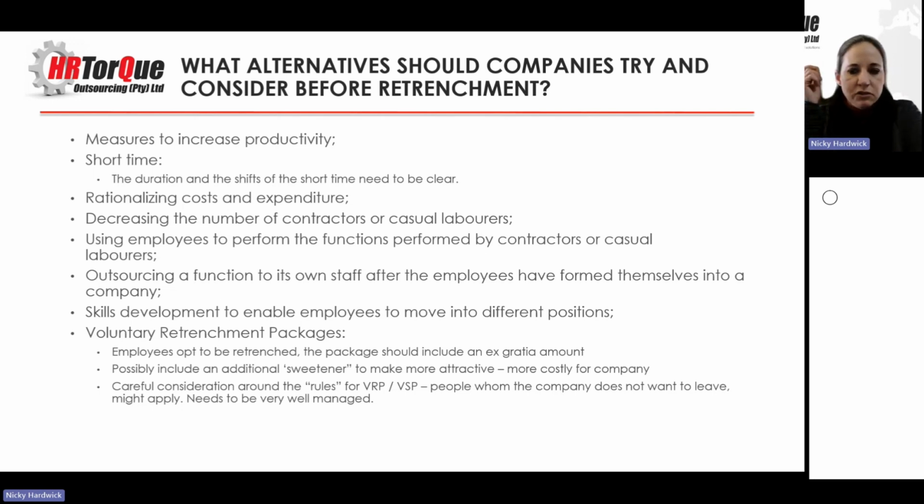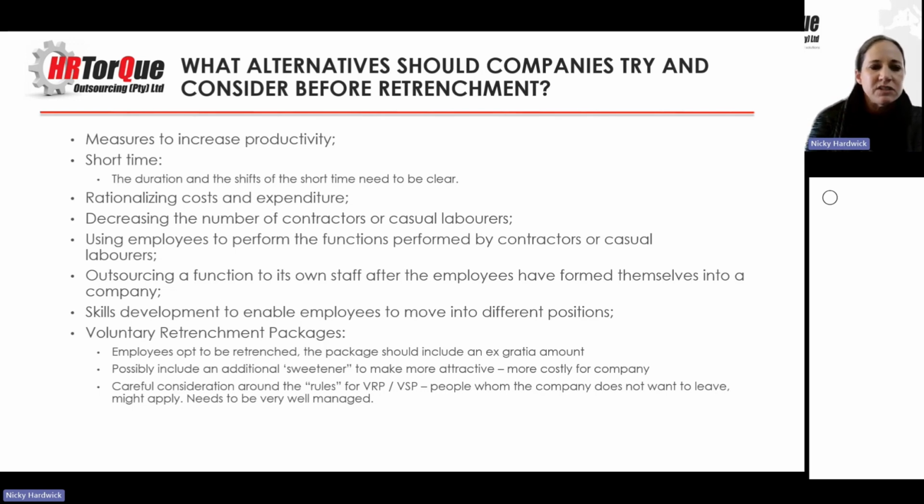So, the kinds of things that you can consider before retrenchment. Remember, as I said before, retrenchment is the final thing, your only alternative. There is nothing else other than retrenchment. We look at things to increase productivity, which is not always an option. You could look at short time. Short time is a measure before retrenchment, as is looking at costs and expenditure, reducing numbers of contractors or casual laborers, using employees to perform functions performed by the contractors or laborers, and outsourcing.